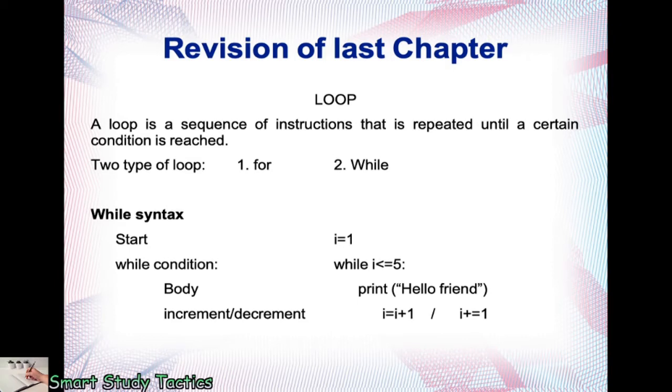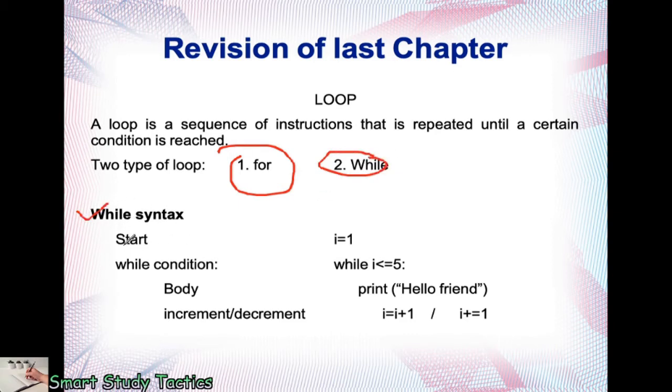First of all, a loop is a sequence that runs on a certain condition. Unless we fulfill the condition, it will keep going on. After that, we discussed that we have two types of loop. First is the for loop and the second one is the while loop. And I think we discussed the while loop.